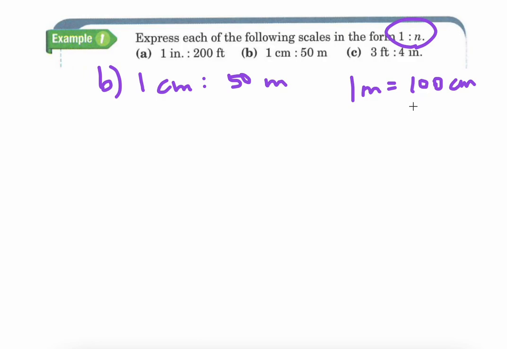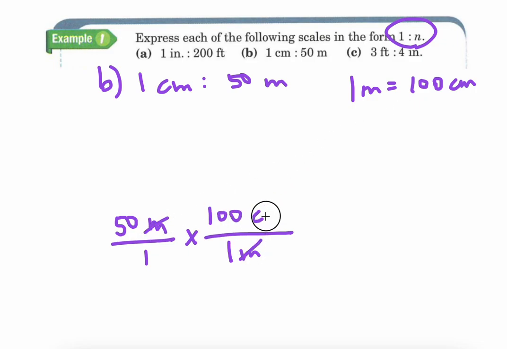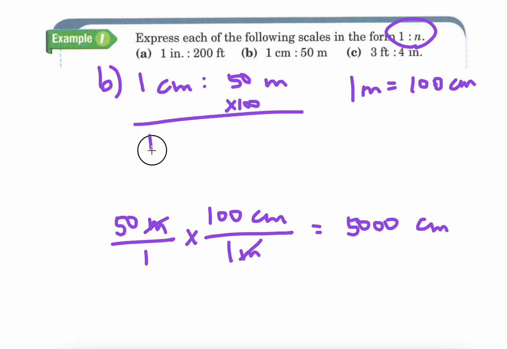All right, so I need to change them both to centimeters. So why don't I use my conversion factors to kind of help me out? Because let's say I'm confused on a test and I want to make sure that I have it correct. 1 meter I'm going to put on the bottom so I can cancel out. 1 meter is equal to 100 centimeters. So this means I multiply. So at the end, my answer is 5,000 centimeters. So really I multiplied and I got 1 centimeter to 5,000 centimeters. So my answer at the end is 1 to 5,000.